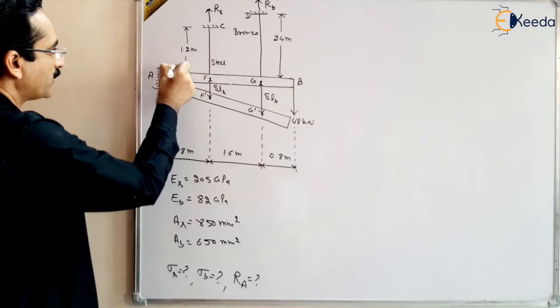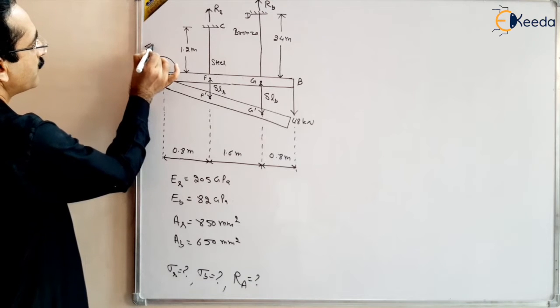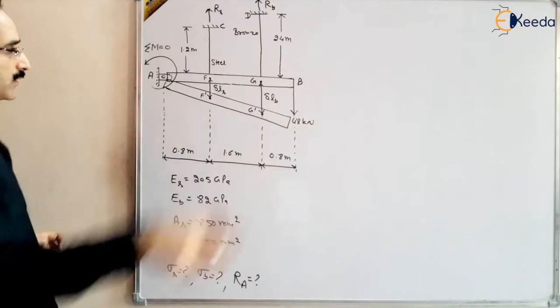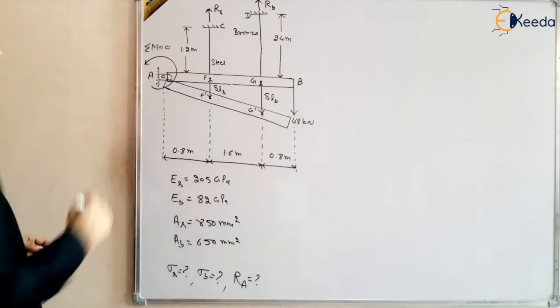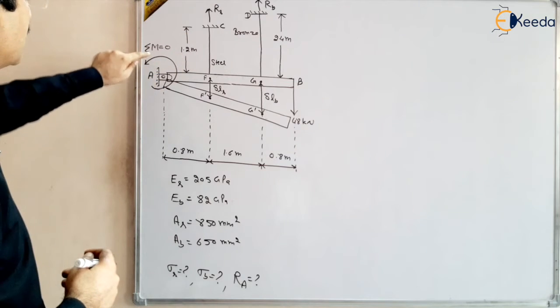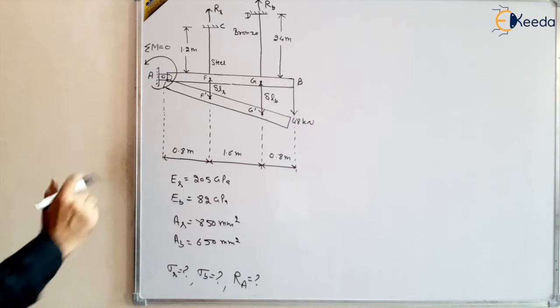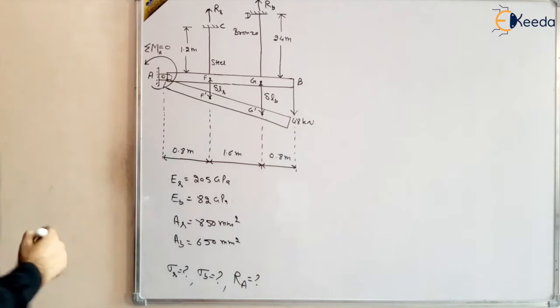The sum of the moments at the hinge point will be equal to 0, because this is a hinge and a hinge is free to rotate, right? So that's why the sum of the moments of the forces will be equal to 0, right? So this concept we are going to use. So the moment at point A, I am writing sigma MA equal to 0.